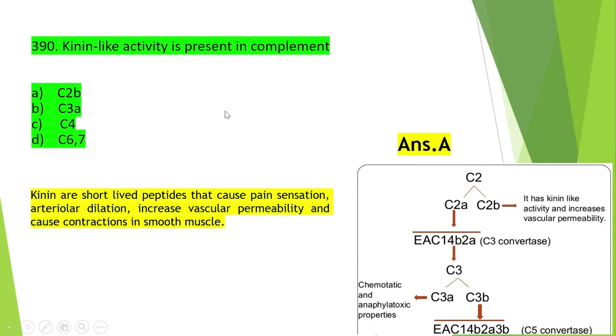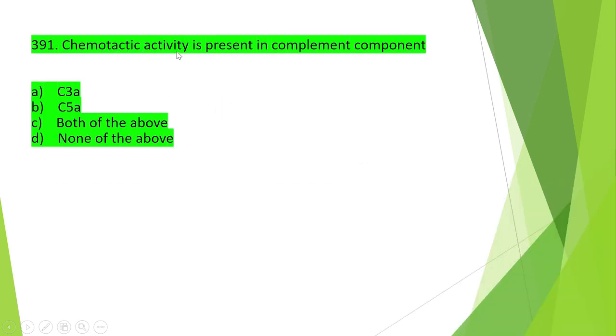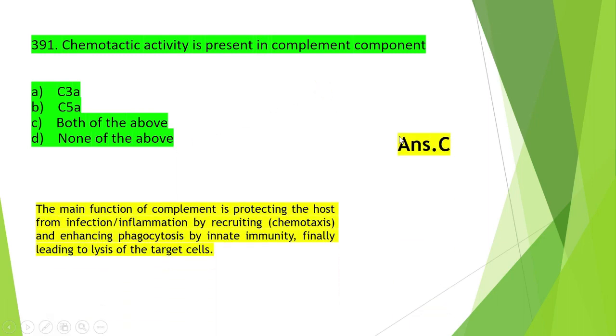Okay, so move on to the next question: chemotactic activity is present in complement component C3A, C5A, both of the above or none of the above, and the right answer is option C, both of the above. So chemotactic activity is present in complement components C3A and C5A. Okay, and the main function of complement is protecting the host from infection or inflammation by recruiting chemotaxis and enhancing phagocytosis by innate immunity, finally leading to lysis of the target cell. So this is the chemotactic activity of complement components.